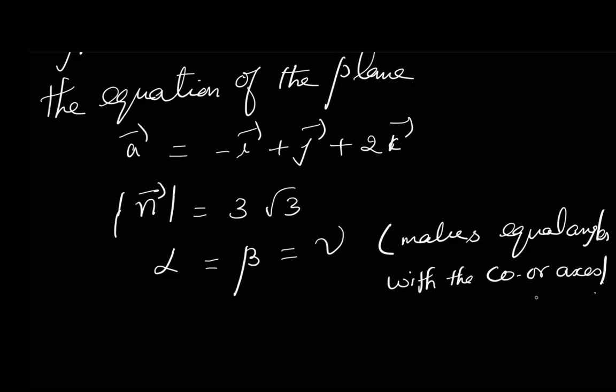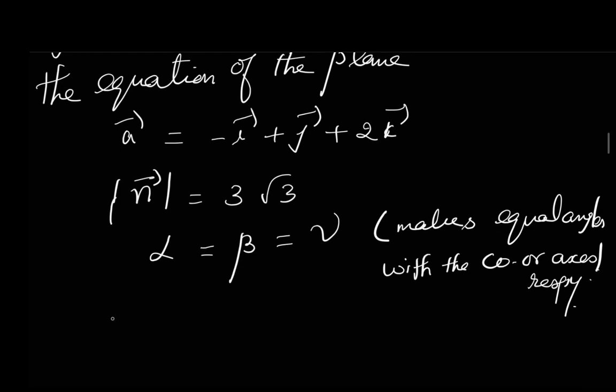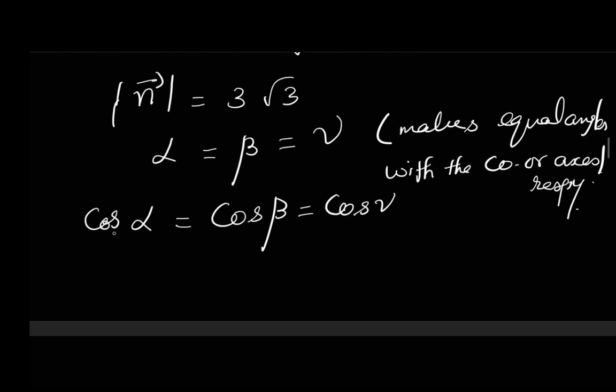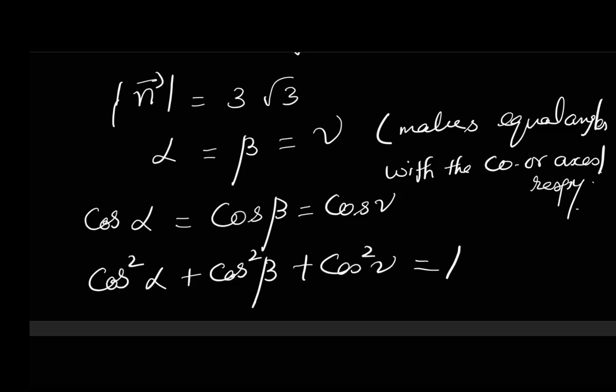Coordinate axis. You take respectively. So that means the direction cosines are the same: cos alpha is equal to cos beta is equal to cos gamma. So I just replace here. We know the formula that the sum of the squares of the direction cosines is equal to 1: cos squared alpha plus cos squared beta plus cos squared gamma is equal to 1.